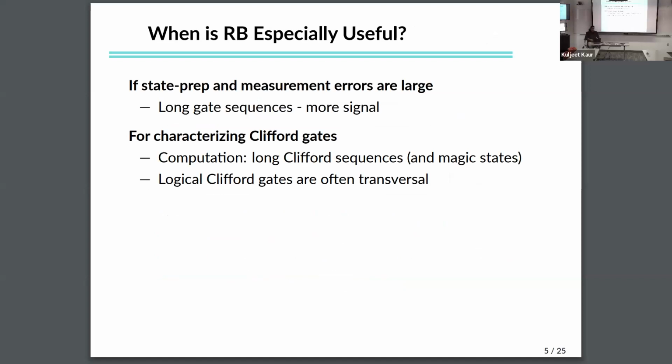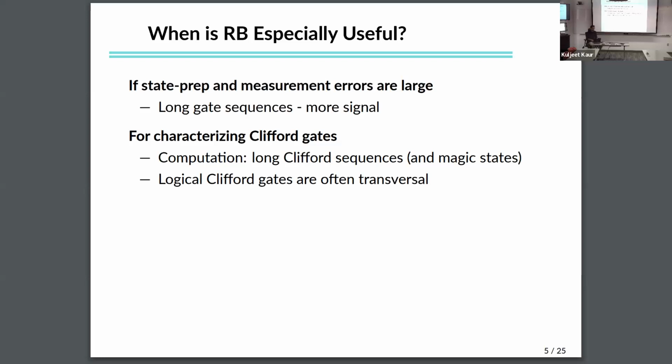Okay, so I thought it'd be important to say a few words about when, practically, we care about using randomized benchmarking, or when it is especially useful. One important situation is when state preparation and measurement errors are large, and you want to characterize an error channel that is comparatively very good. The point of using randomized benchmarking in this case is that you can apply long sequences of gates, which lets you get a lot more signal about the error channel that you want to characterize for each state preparation and measurement.